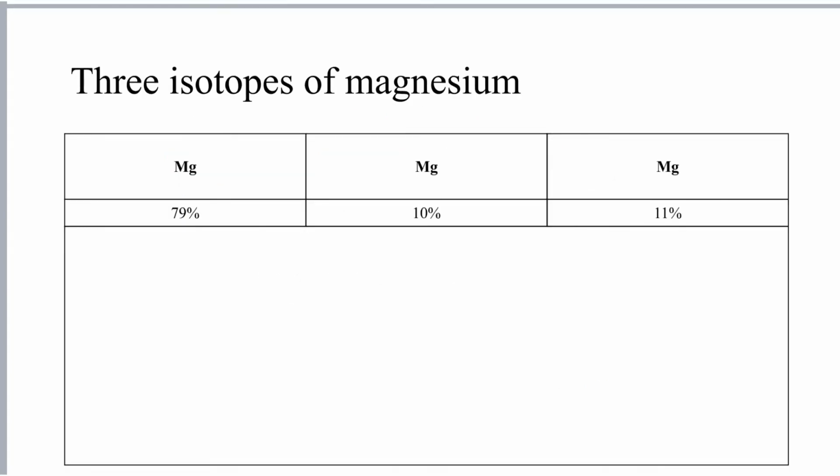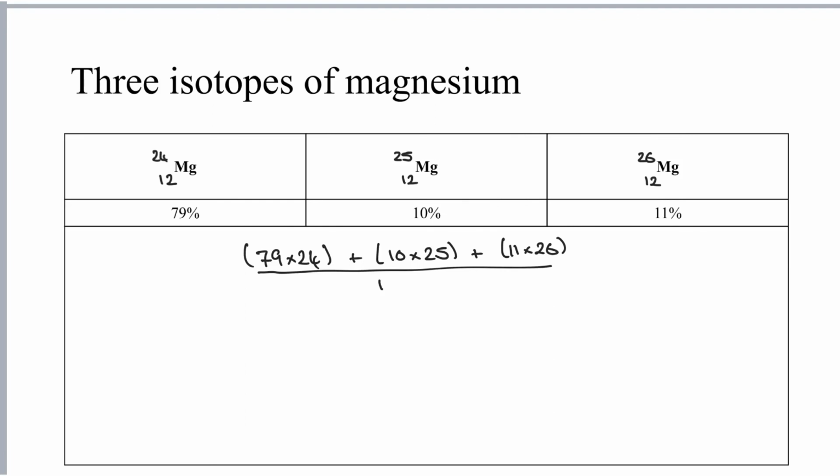Now, if we look at magnesium, slightly more difficult because magnesium's got 3 isotopes. Now, the atomic number must be 12. If it's not 12, it's not magnesium, because every atom of magnesium has got 12 protons and 12 electrons. The 3 mass numbers are 24, 25 and 26. Now, you may want to have a go at working this out yourself, in which case put this video on pause, but I will show you how to do this in a few seconds. So what we do, we would get 79 and multiply it by 24, bracket those together, add it to 10 multiplied by 25, and finally add it to 11 multiplied by 26. If I divide that lot all by 100, I will get the relative atomic mass at 24.3.